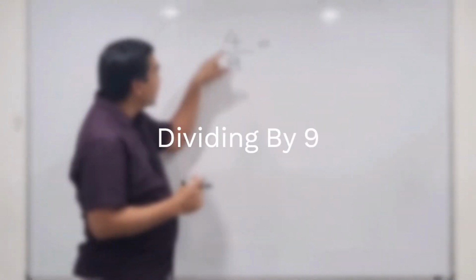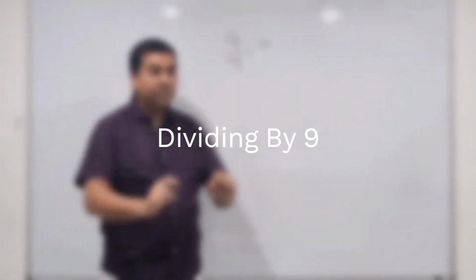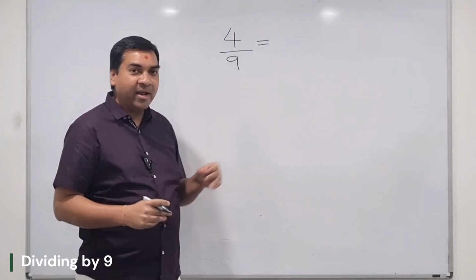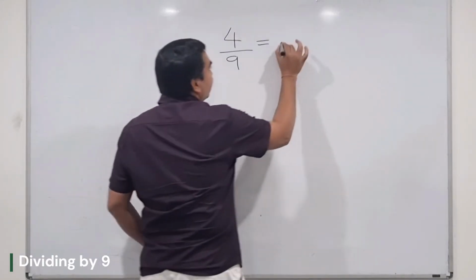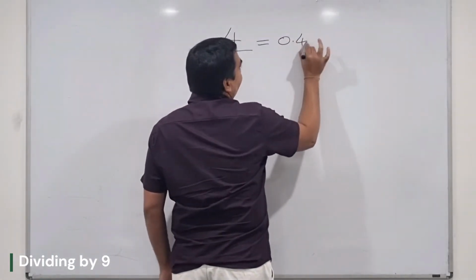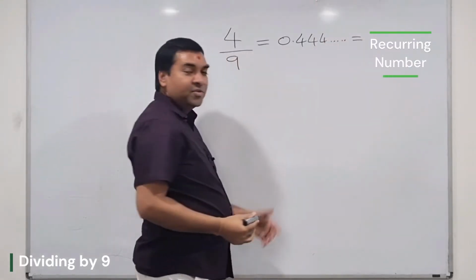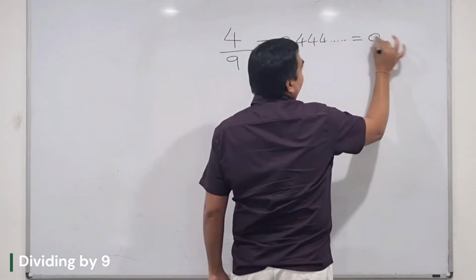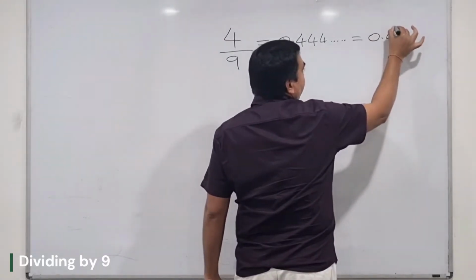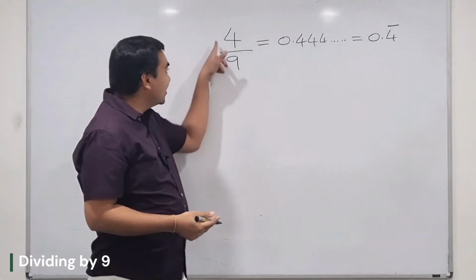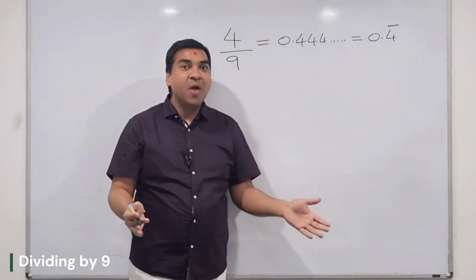Friends, if you're dividing a single digit by 9, on the spot you can write down your answer. Like 4 divided by 9, what is the answer? You can just write it down: 0.444 keeps going, which is recurring. So you can write that as 0.4, and then put a dot on the top or maybe a line, which shows the recurring. So if it is a single digit, you don't need to do anything, guys.